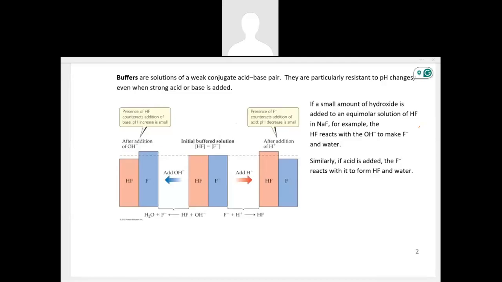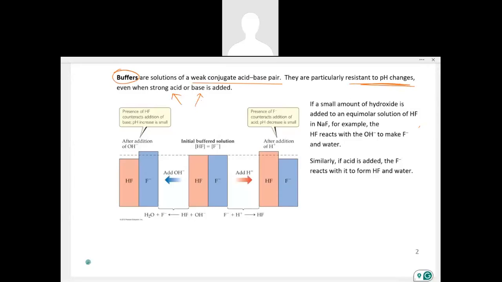So the next additional aspect of aqueous equilibria that we're going to take a look at here is something referred to as buffers. Buffers are solutions that are a combination of a weak acid and base that are the conjugate acid and base pairs. These weak acid and base pairs are pretty resistant to changes in pH, even when you add a strong acid or a strong base to your system.